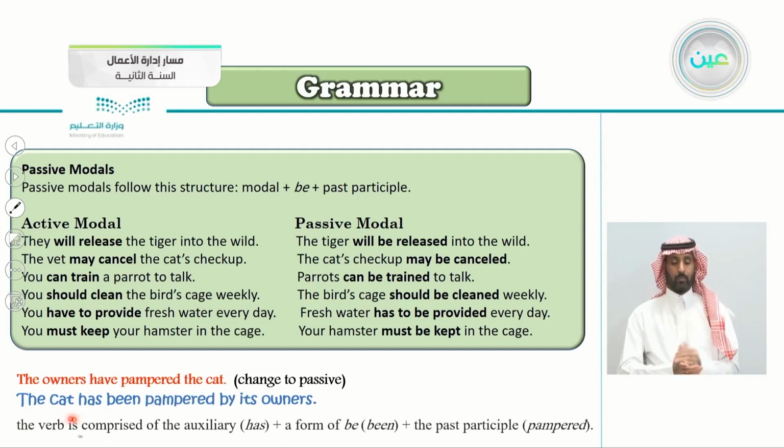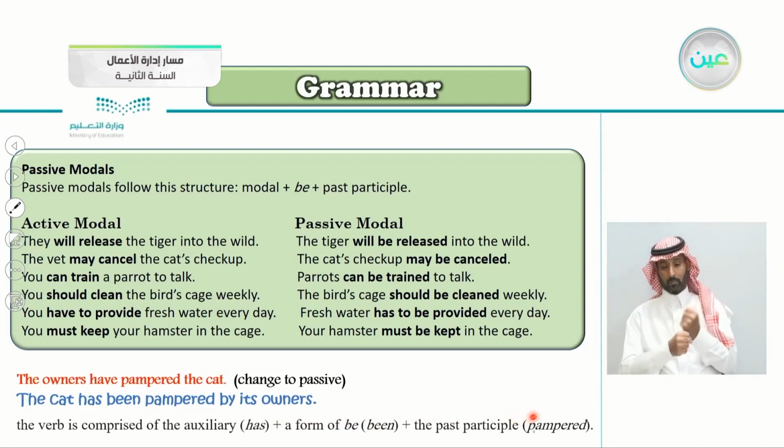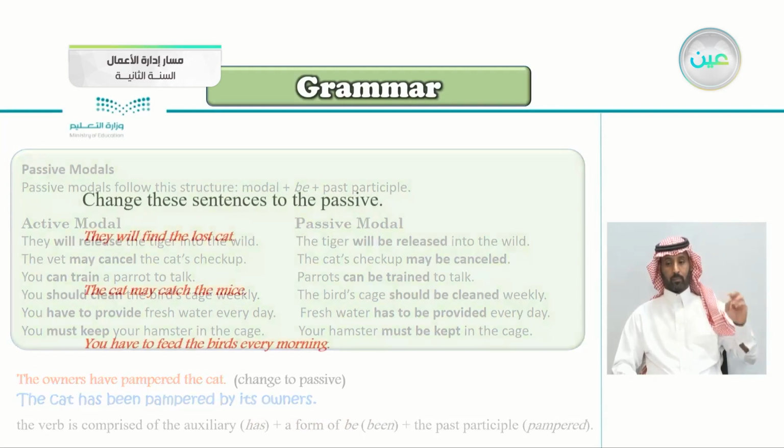So the verb is comprised of the auxiliary has, this is the modal, plus a form of be, any form of be. Here we have been. Then we write the past participle, pampered. So the auxiliary or the modal here is has, then any form of be, which we have here is been, then the past participle. Excellent.